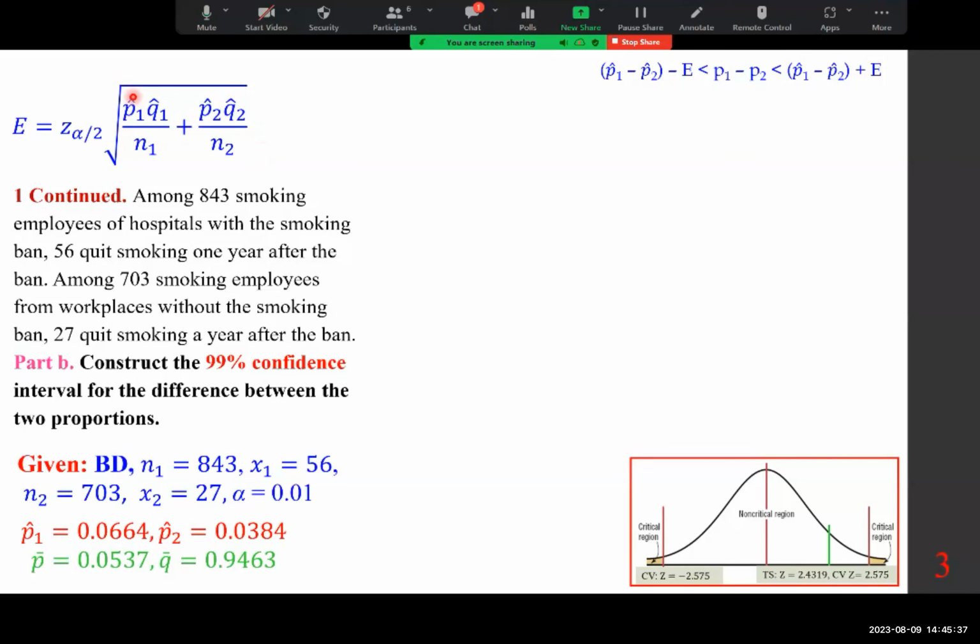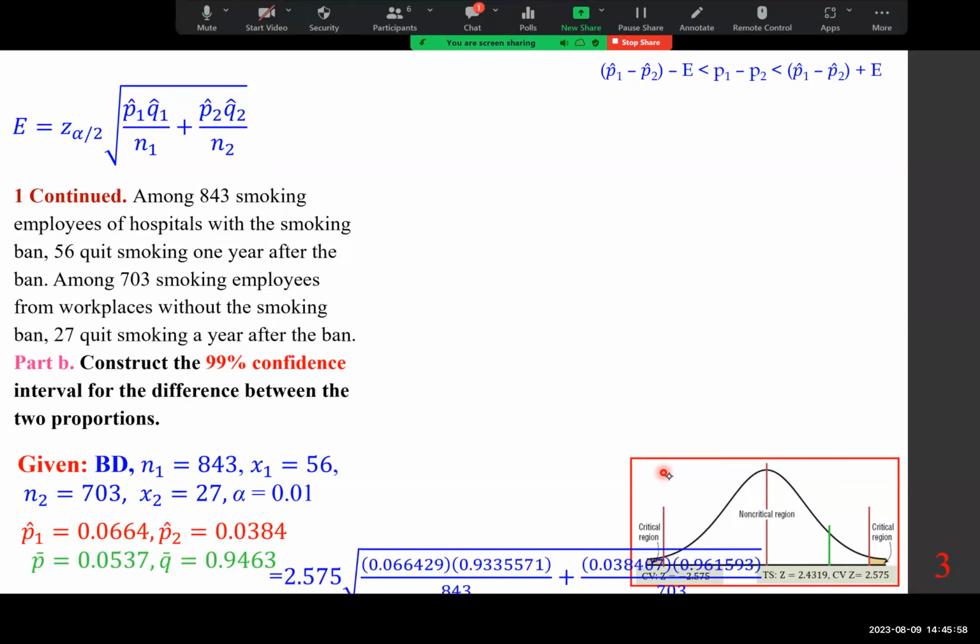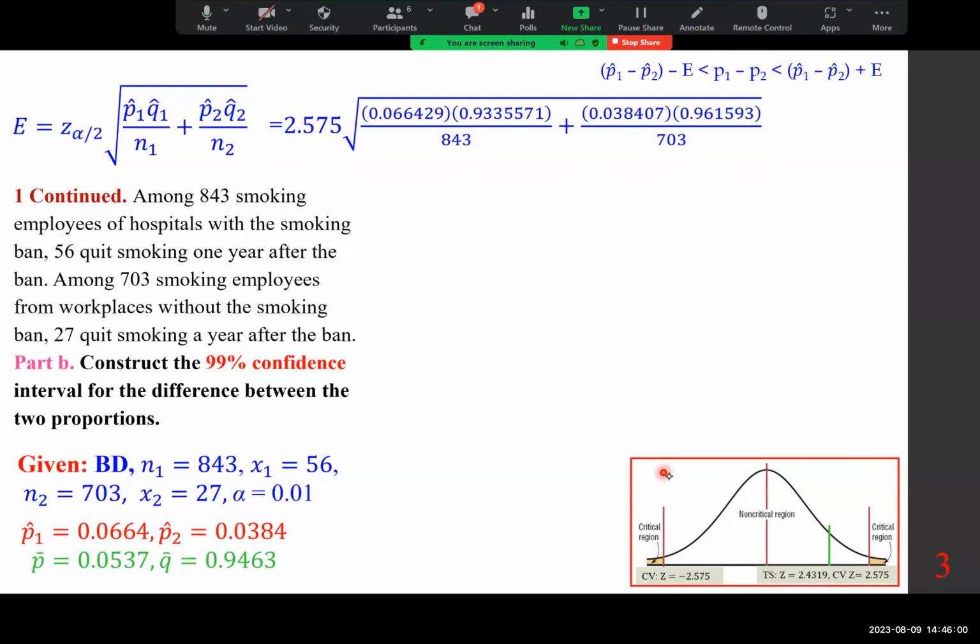Now we have P1 hat, we have P2 hat, and of course Q1 hat is 1 minus P1 hat, and so Q2 hat. And the Z comes from the previous page. We had 2.575, remember that? The critical value, because that corresponded to alpha of 1% for both sides. So we have everything to plug in.